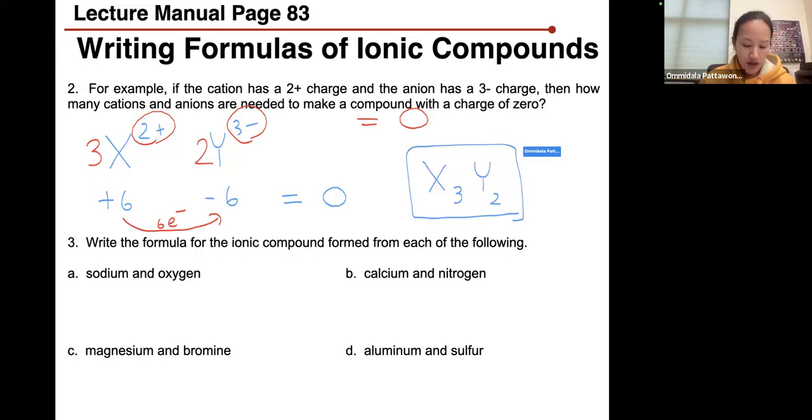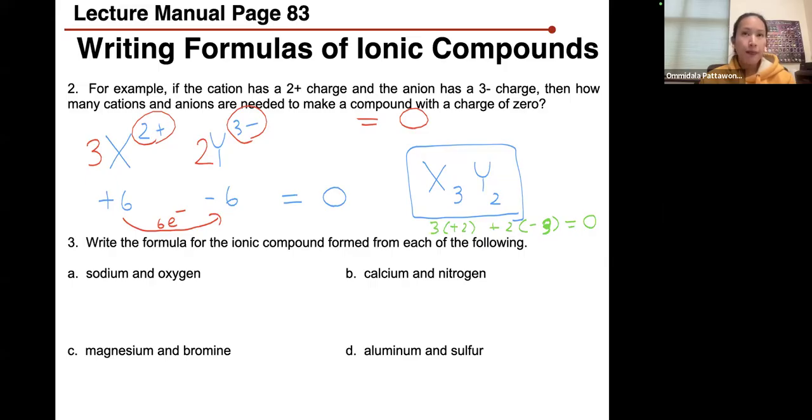Okay. If you calculate their charges, you will see that we now have 3 times plus 2 added to 2 times negative 6. Oh, sorry, negative 3, right? Because each charge of Y is equal to negative 3, the answer will come out to be equal to 0, which indicates that this compound is neutral. Okay, so that's how we write the chemical formula of any compound.